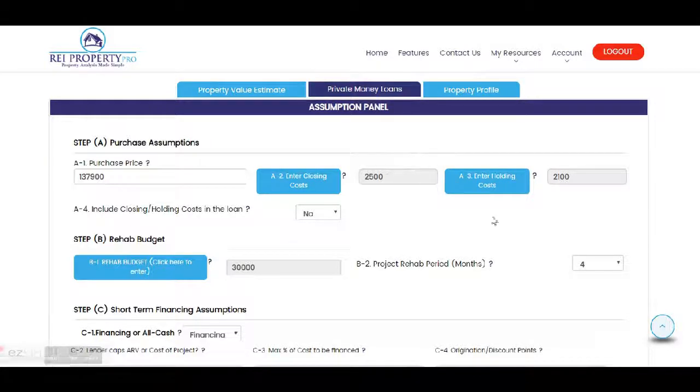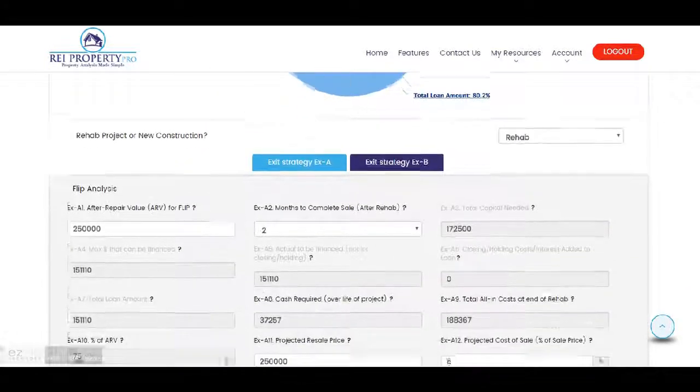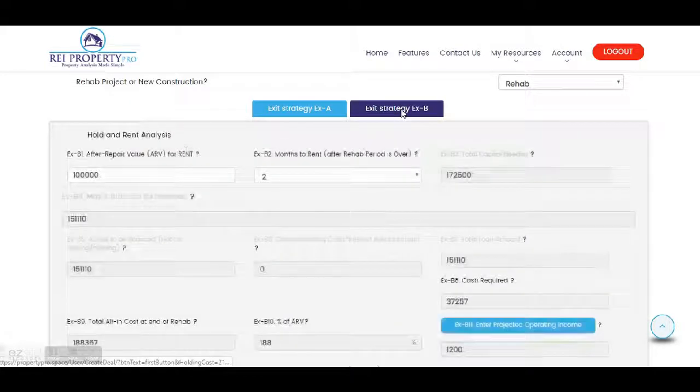Now we're ready to review and customize our exit strategies. Whether you're looking to flip and sell this property or looking to hold it as a rental, we will discuss both of these exit strategies in another tutorial.